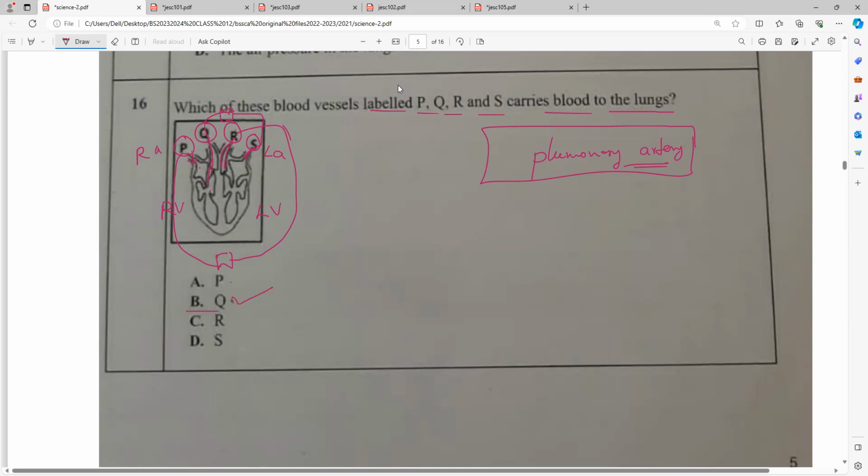Option B. So Q is the pulmonary artery which will carry the blood from the right ventricle to the lungs. That is only what they are asking: which of these blood vessels labeled PQRS carries the blood to the lungs? Q, which is named the pulmonary artery. What is the blood actually, deoxygenated or oxygenated blood? Deoxygenated blood, which the pulmonary artery carries.